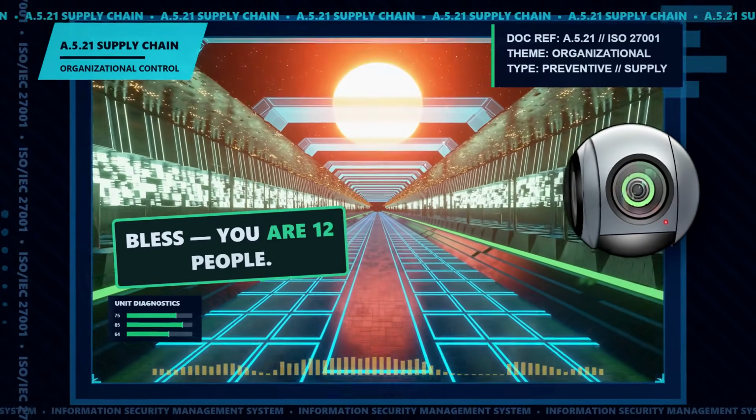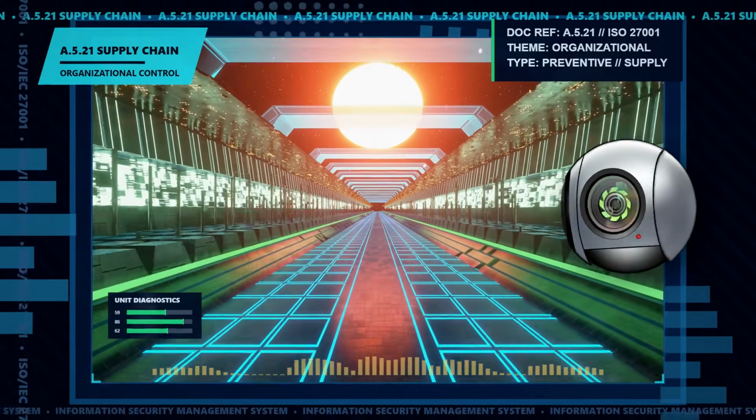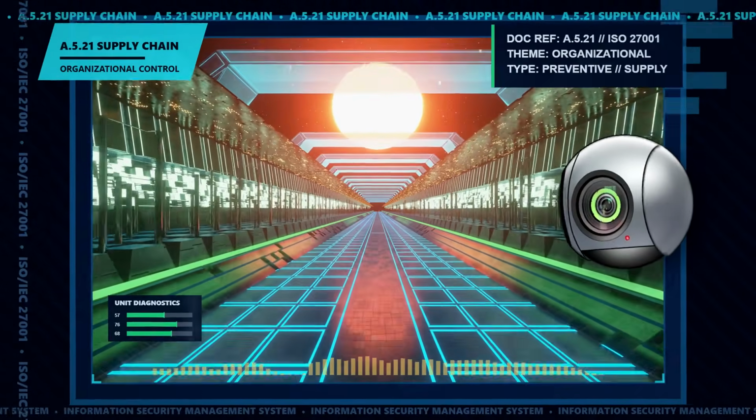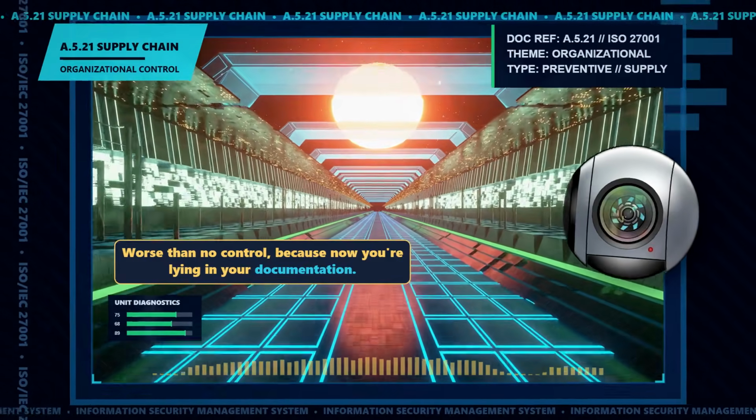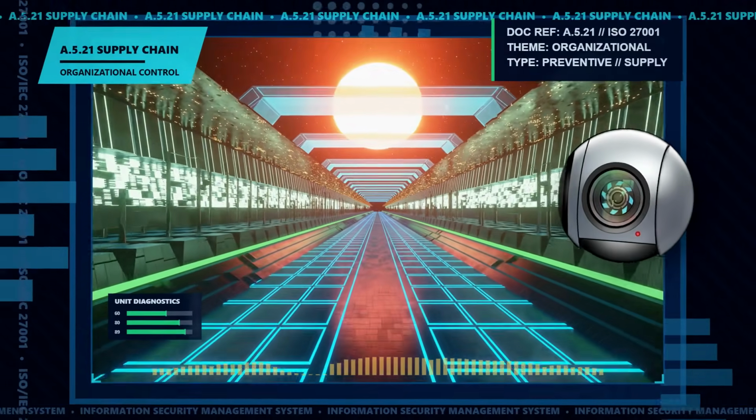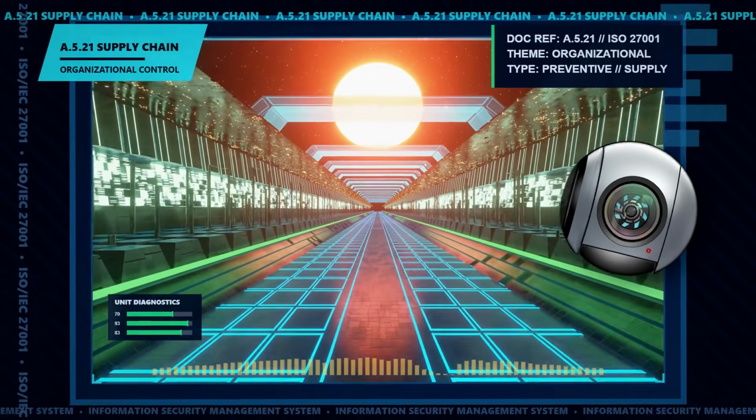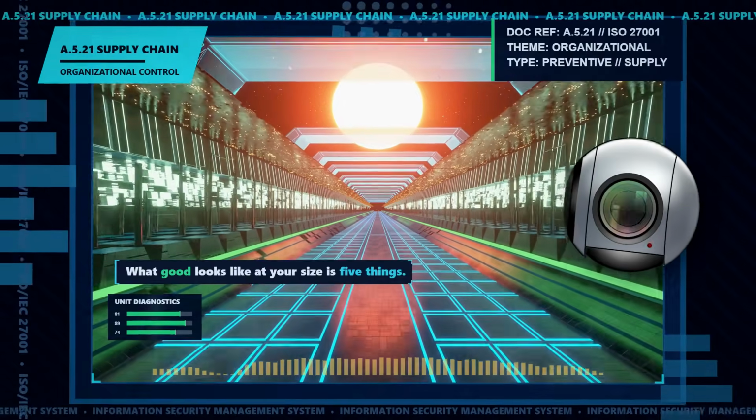Bless, you are 12 people. If you gold plate this, you will not maintain it. And an unmaintained control is worse than no control, because now you're also lying in your documentation. What good looks like at your size is roughly 5 things.